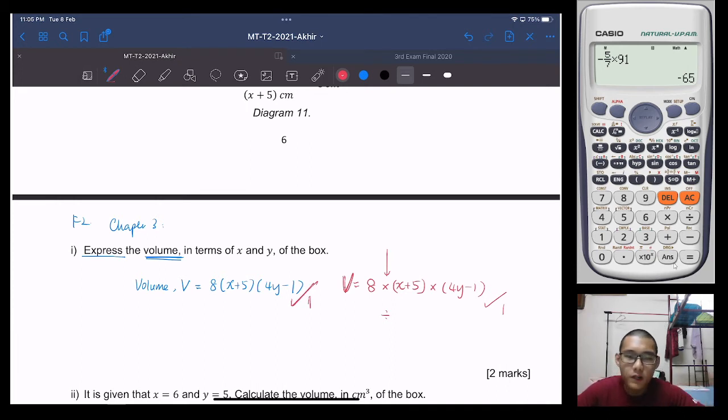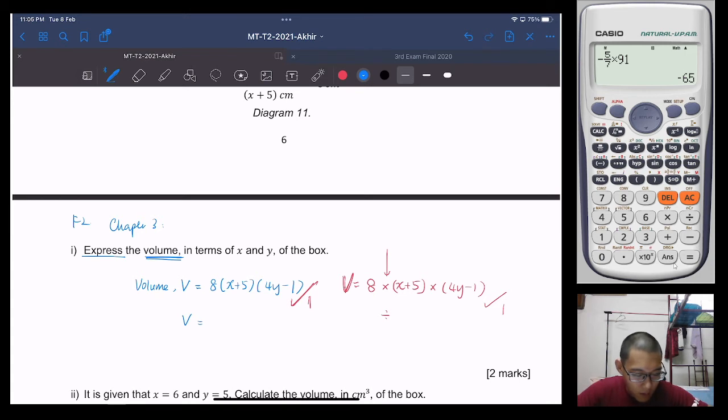And then you need to expand and simplify it to become the formula that has no bracket already, without the brackets. So we try to expand it.